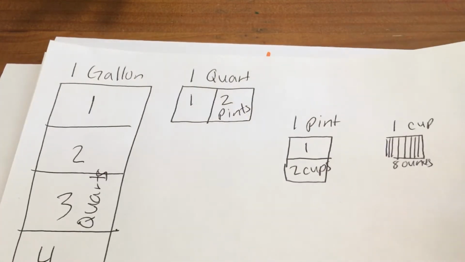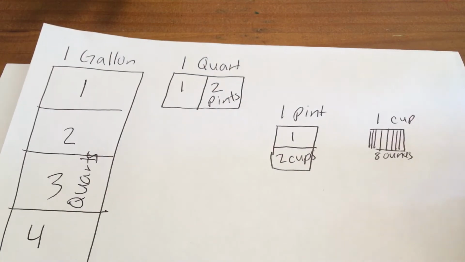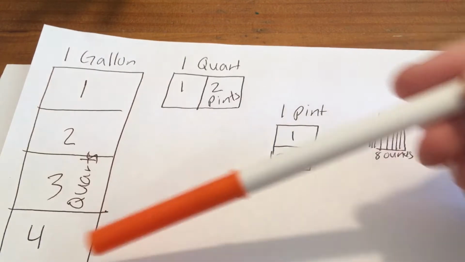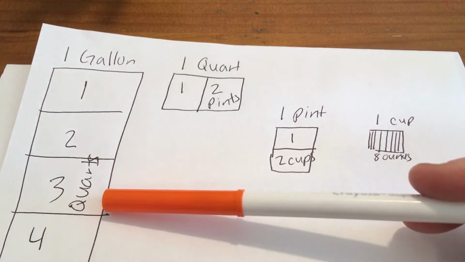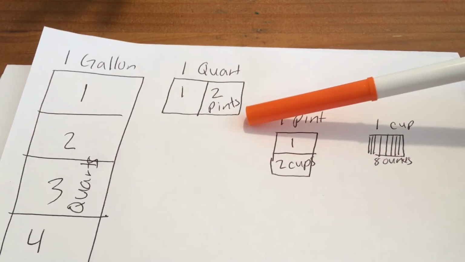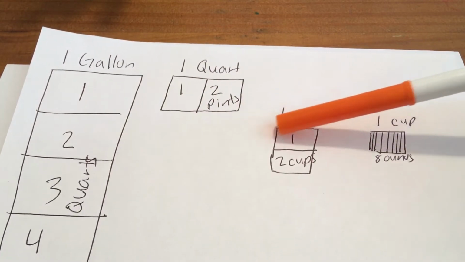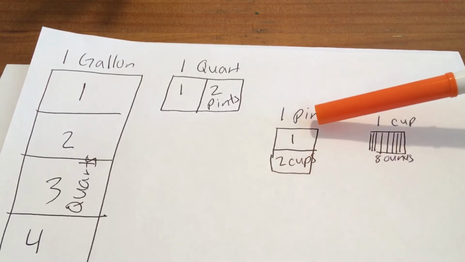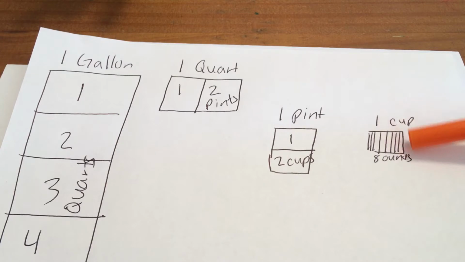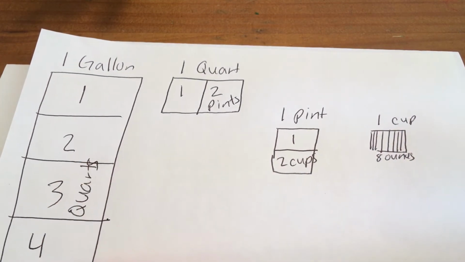break down. So here we have 1 gallon breaks into 4 smaller parts, which is quarts. 1 quart breaks into 2 smaller parts, which is 2 pints. 1 pint breaks into 2 smaller parts, which is 2 cups. And 1 cup breaks into 8 smaller parts, which is 8 ounces. So you can see an ounce is much, much smaller than a whole gallon.